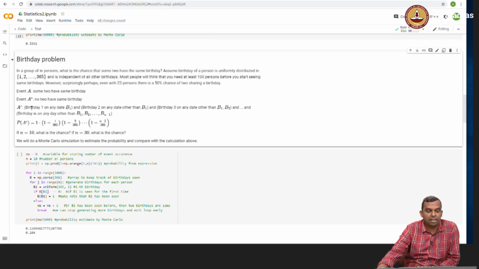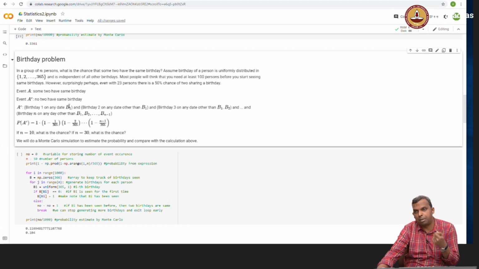So A complement is: birthday 1 on any date B1. For the first person, the first birthday can be on any date B1. There's no collision if there's only one person. And birthday 2 is on any date other than B1. So the first person had a birthday on B1, and for the second person anything is allowed other than B1. What about the third person? Any date other than B1, B2, and so on, till the last person, birthday n, on any day other than B1, B2 to Bn minus 1.